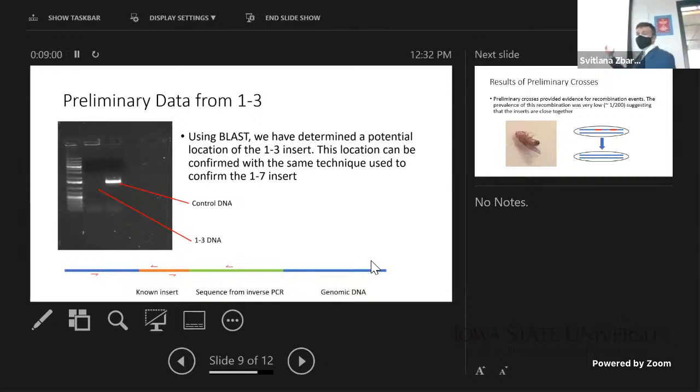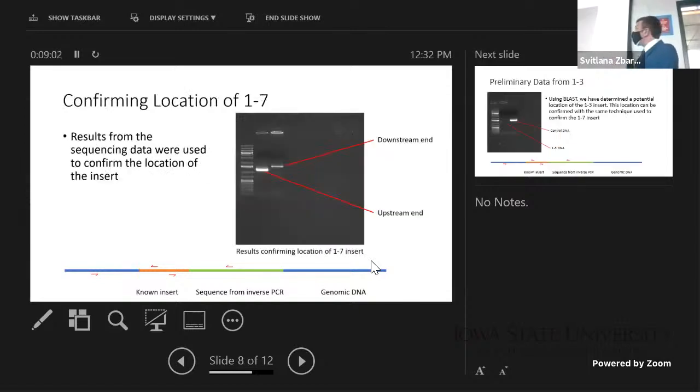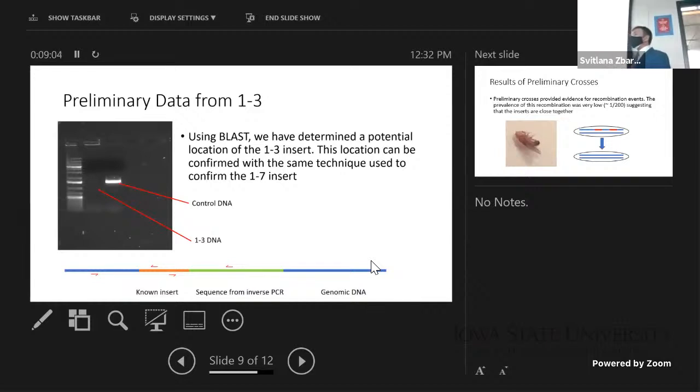This gel looks similar to this 1-7 gel, but it actually contains very different information. I'm showing here, rather than looking at both overlapping ends, I'm looking at the two farthest outside primers and basically seeing if I can make a product. And so I have a control fly and I have the 1-3 fly.